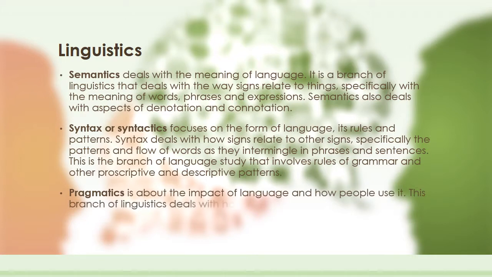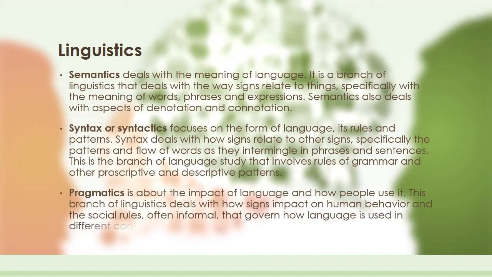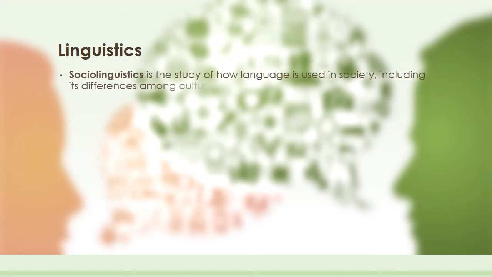Pragmatics. This is about the impact of language and how people use it. This branch of linguistics deals with how signs impact on behavior and the social rules, often informal, that govern how language is used in different contexts and environments. Social linguistics. This is a study of how language is used in society, including its differences among cultures, age groups, genders, social class, and so on.